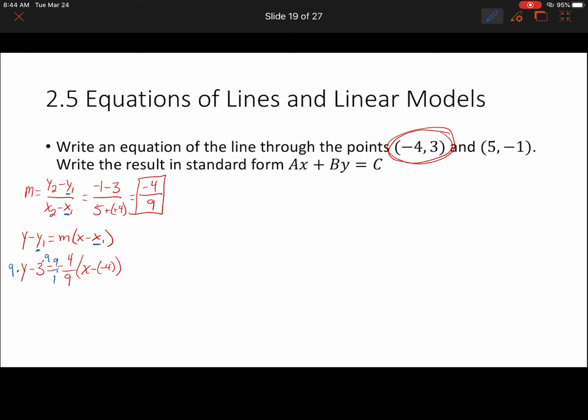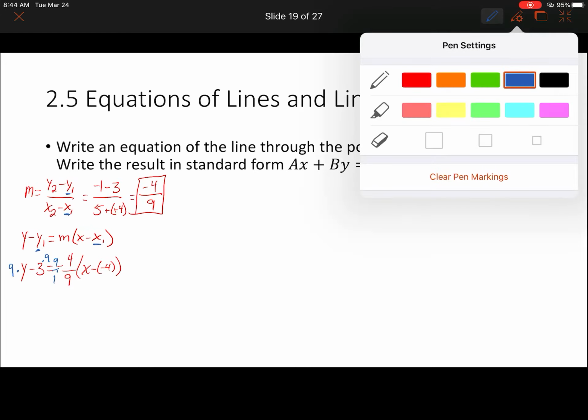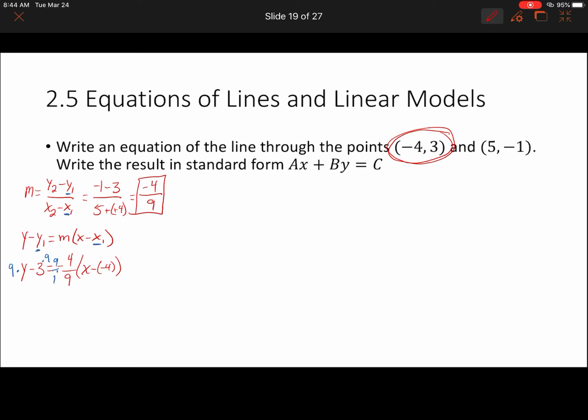So we'll multiply this y by 9, 3 gets multiplied by 9, and then this fraction gets multiplied by 9. The x minus negative 4 does not get multiplied because everything on the right side of this equation is one term. It's the negative 4 over 9 times the stuff in parentheses. And so we only multiply each term.